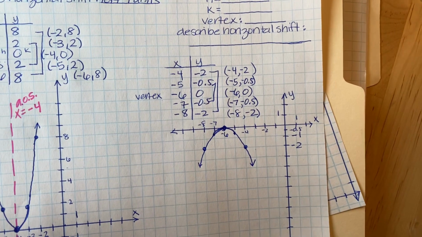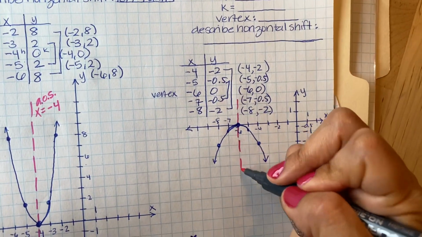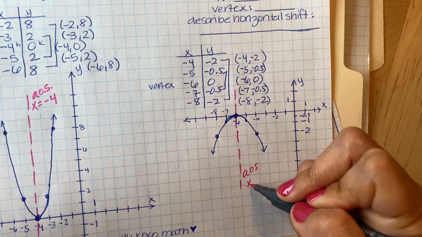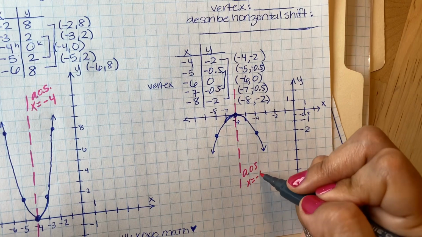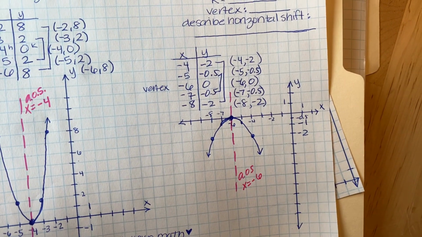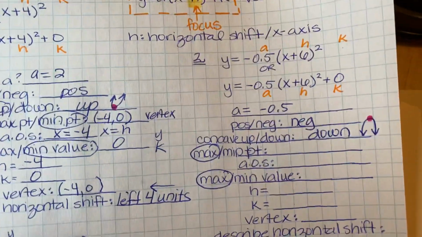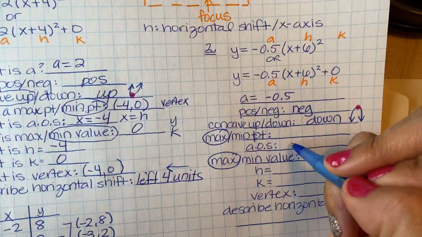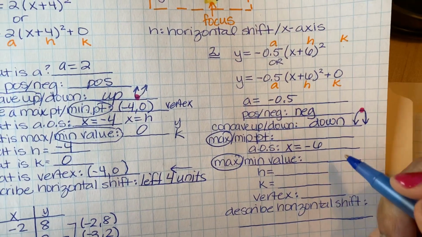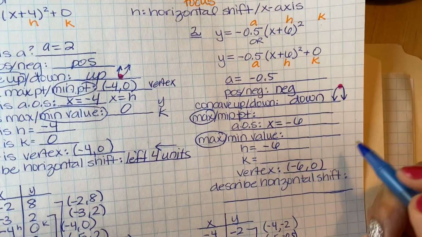Okay, so now about your axis of symmetry, because we have to answer all these other questions. Your axis of symmetry is a dashed line, so AOS, x is equal to this number, -6. It is the same x value as h. So when you look up here, my axis of symmetry is x equals -6. So this h is -6, so I know my vertex is -6, 0.